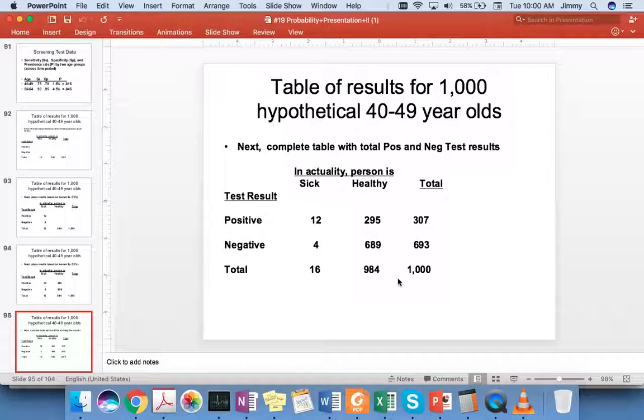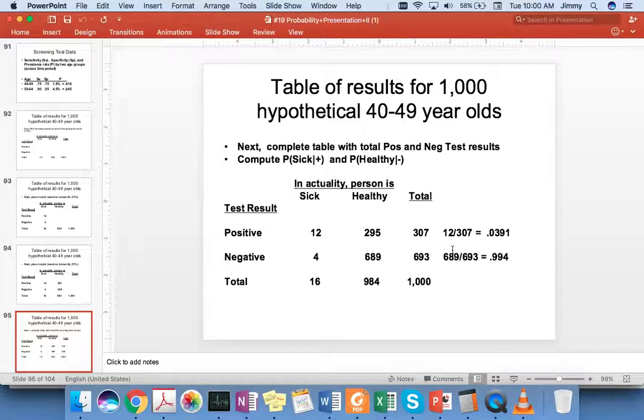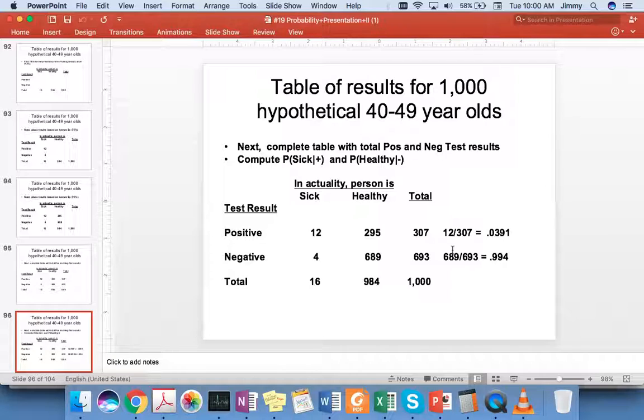And now you can complete the table with the positive and negative results, just summing across these rows. So next, you can complete the table with the total positive and negative test results, compute the probability of sick given a positive and the probability of healthy given a negative, and you get these results. So the probability that you're sick given that you have a positive is 12 out of the total, and the probability that you're healthy given that you get a negative is this one out of the total.